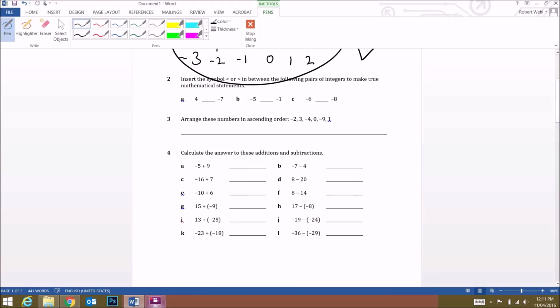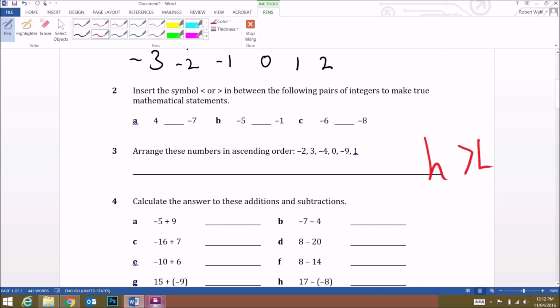The next one: insert a greater than or less than symbol between the following pairs of integers to make the mathematical statements true. Now remember, the crocodile eats the big one. So you have your higher number here and your lower number there. You need to make sure that you're remembering that. So let's have a look at this.